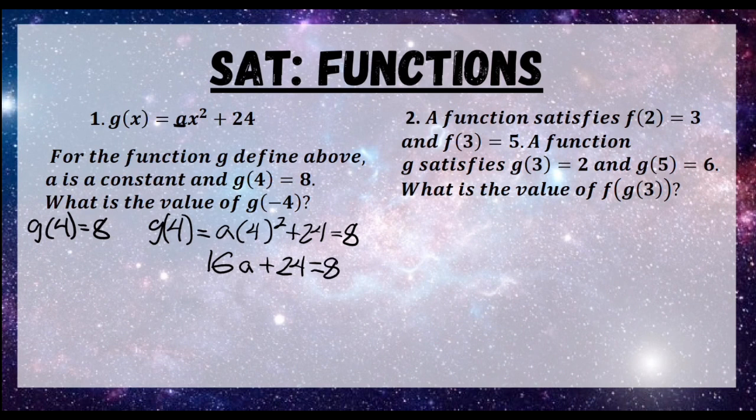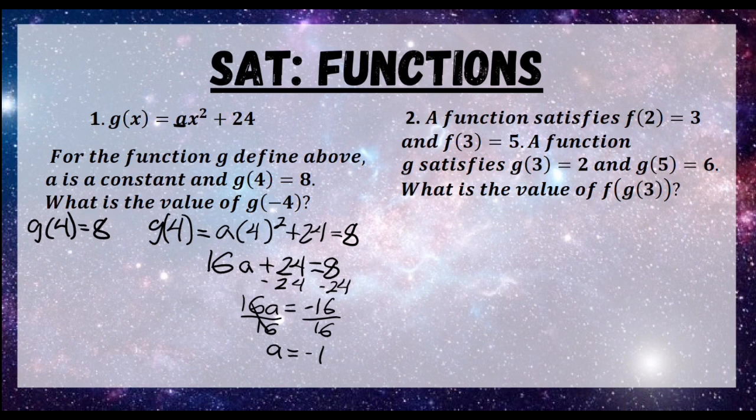Next we're going to subtract 24 on each side, and we're going to get 16 times a equals 8 minus 24, which is negative 16. To get a by itself, the last step is to divide each side by 16. And we're going to get that a equals negative 1.